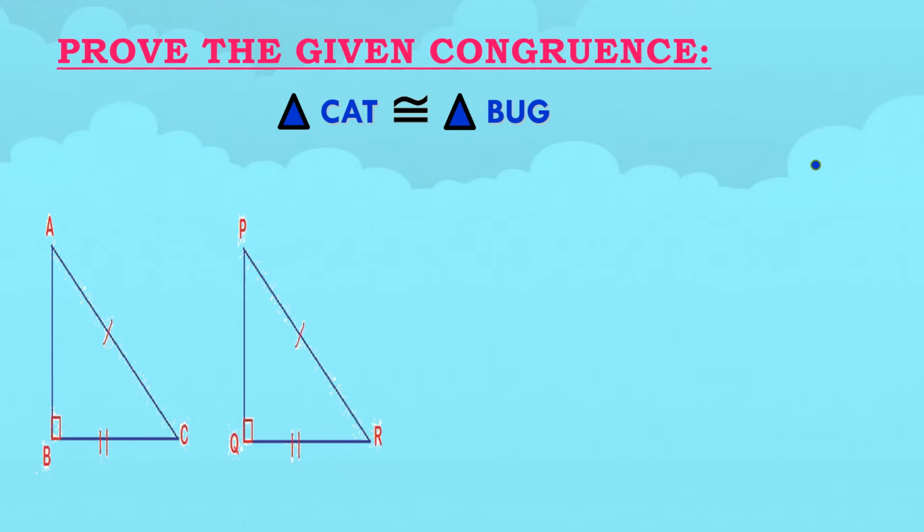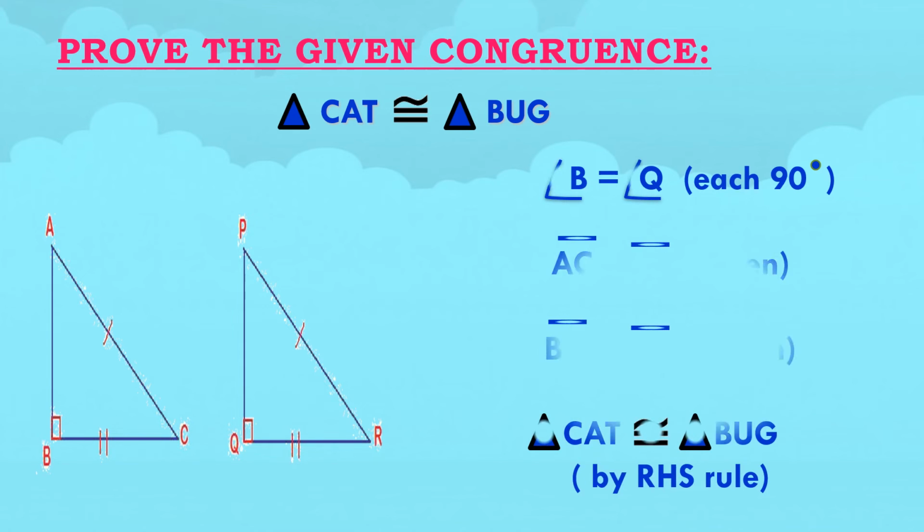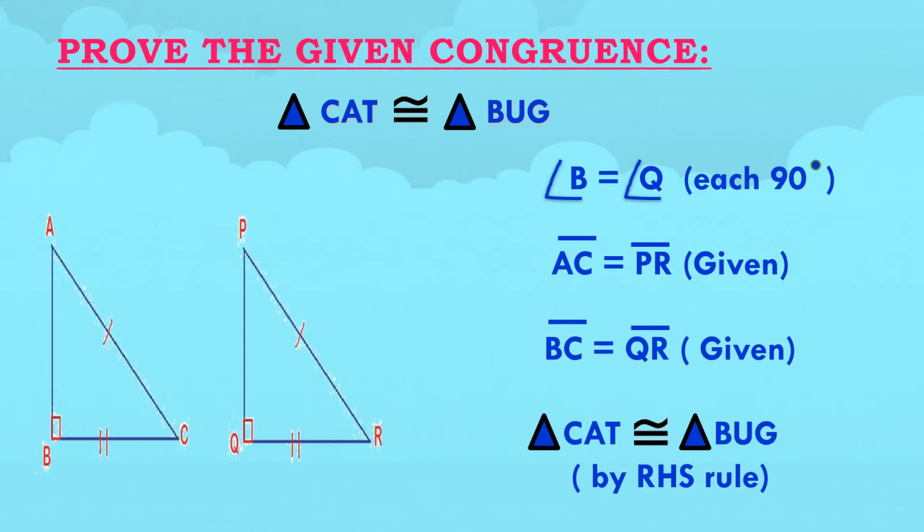Suppose we want to prove the given congruence that triangle CAT is congruent to triangle BUG. Then how will we do it? First of all, we will write this one. Okay, this line: in triangle CAT and BUG. Then after this, we will write angle B is equal to angle Q, each 90 degrees.